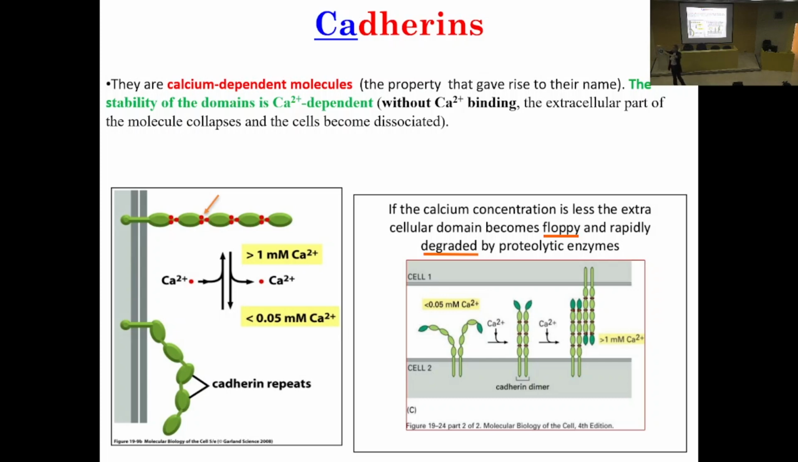If there is no calcium, they will be floppy. They will be fragile, supple, all right? So they cannot communicate. So this calcium is very important to maintain the structure of your cadherin, so that the cadherin can communicate with each other. Okay? Clear? Okay.